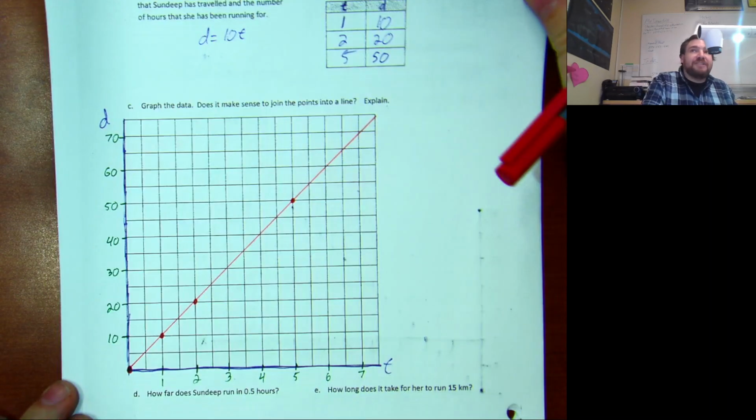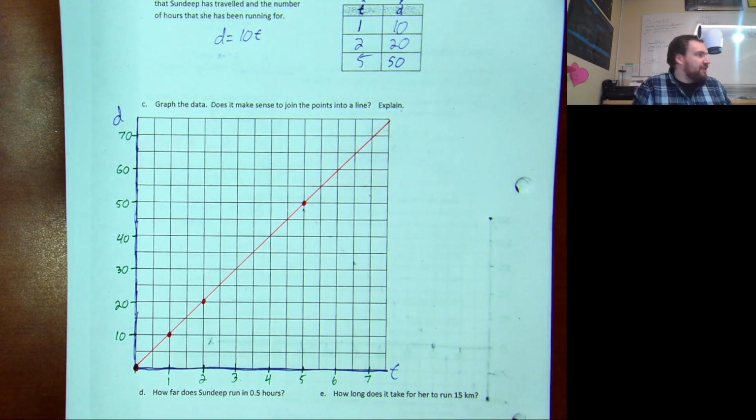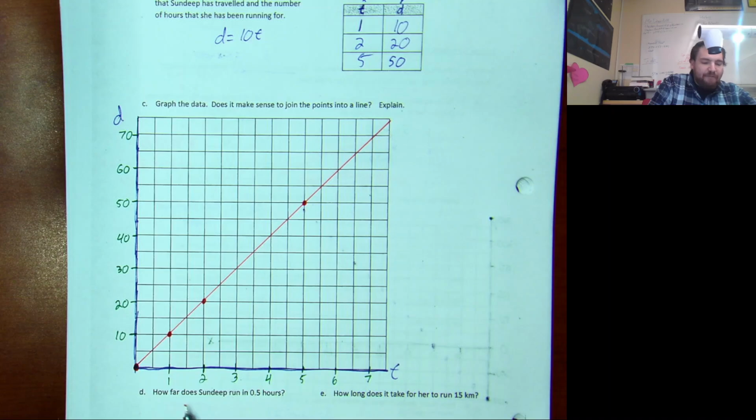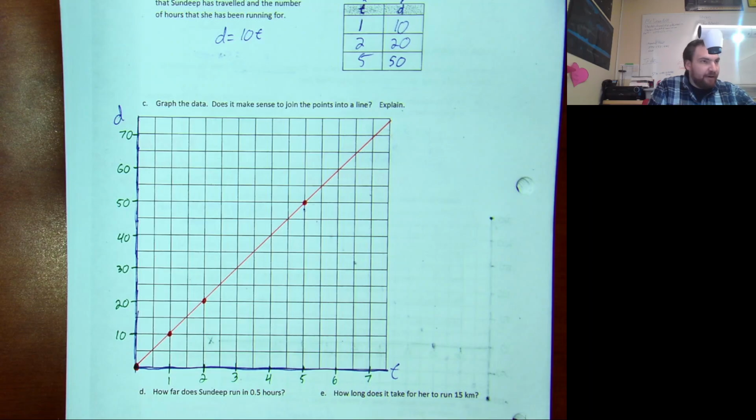Assuming that Sandeep never gets tired, which I seriously doubt, at the half-hour mark, how far does Sandeep run in 0.5 hours? Oh, he's running too. She is running, yes. Okay, careful. Hey, stay with me, guys. I'm almost done. This is the last thing I'm doing, and I'm going to give you some work. How do we figure out how far Sandeep runs in half an hour?